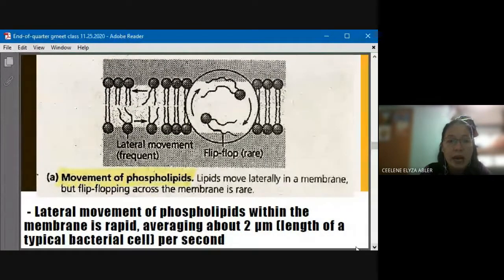So, the lateral movement, class, hindi siya masyadong mabilis. Hindi ganun kabilis kung sa atin, kung sa naked eye. Pero ang movement, ang length niya is actually quite medyo maliit. So, 2 micrometers lang, nanometers ang length lang per second. So, mabilis siya para kay cell, pero sa atin, it's not really like that.